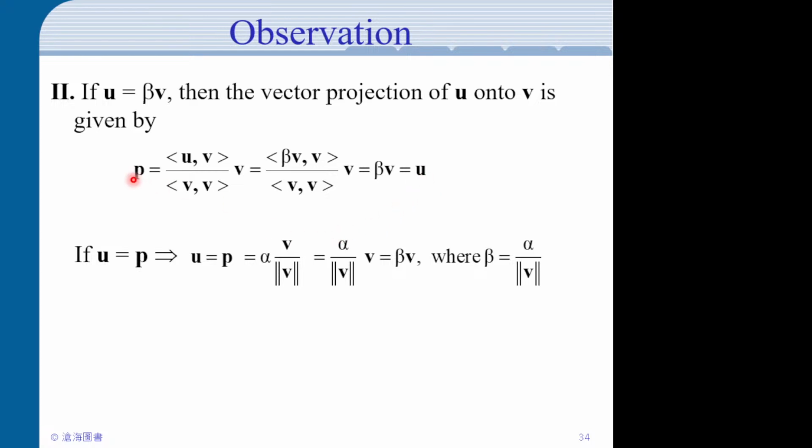Okay, so that's the trick. So p actually equals u, and when p equals u, then u equals p, which is alpha times v divided by the norm of v, and we can just say beta equals alpha divided by the norm of v. So we see that u is some scalar times v.